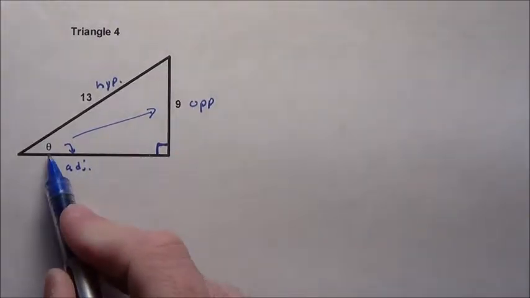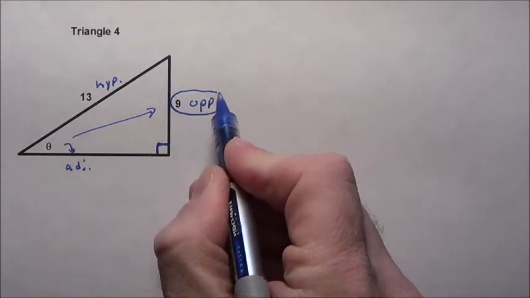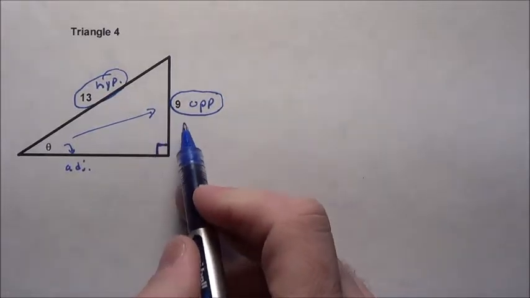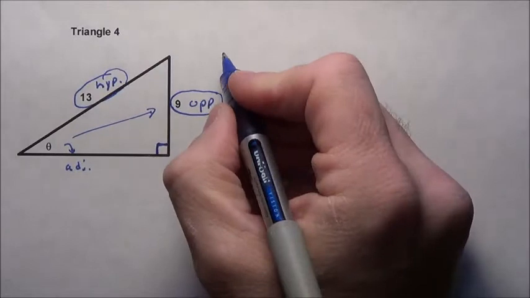Now, we're trying to find theta. Well, what numbers have they given us? They've actually given us, in this case, our opposite side and our hypotenuse side. They've given us those numbers. So we've got to find the trig function that deals with the opposite side and the hypotenuse side.